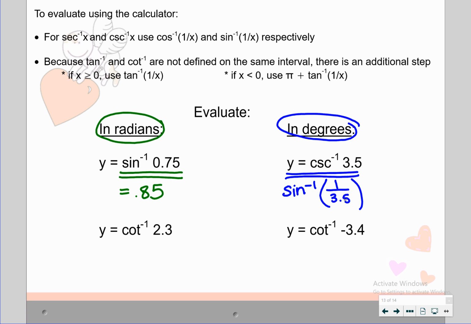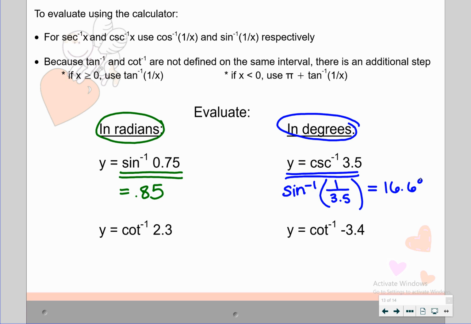All right, so inverse sine of 1 over 3.5, I get in degrees 16.6 degrees. Okay. If you forget to flip the number, it'll give you an error, so you'll know you missed something.